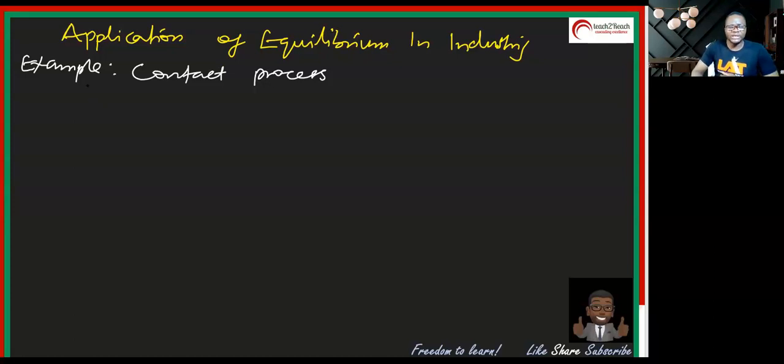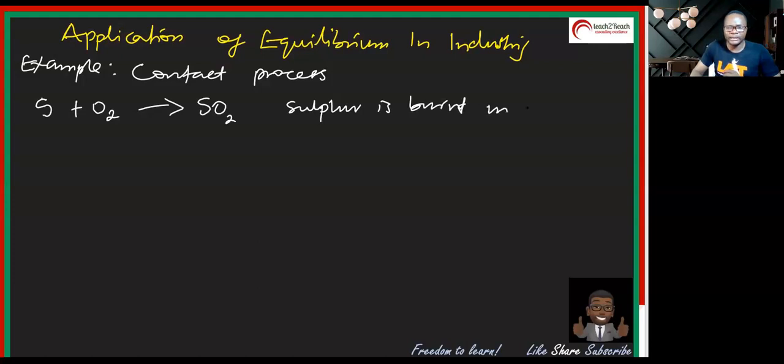So the first thing under the manufacture of sulfuric acid is that your sulfur is first burnt in air. You burn your sulfur in air to form sulfur dioxide. Now the next thing that happens is that the product is mixed with oxygen to form sulfur trioxide. So you have further oxidation of your sulfur dioxide to form sulfur trioxide.